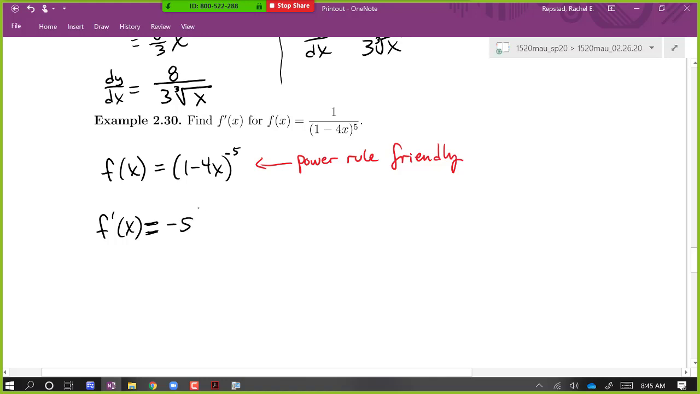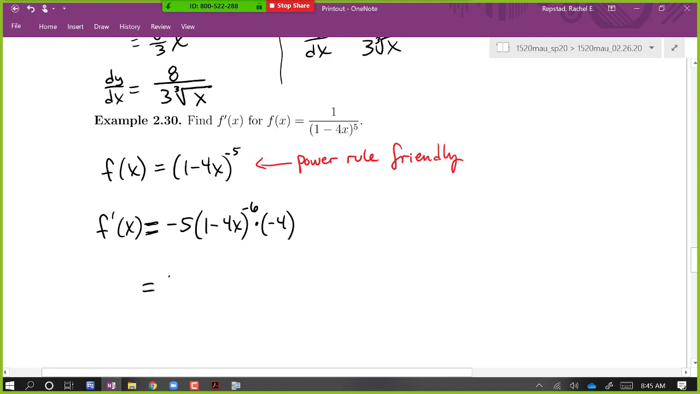-5. One minus four. Yeah, to the -6 power, we're subtracting 1. And then what? Times 4. Sorry, say that again? -4. Yep. Cool.